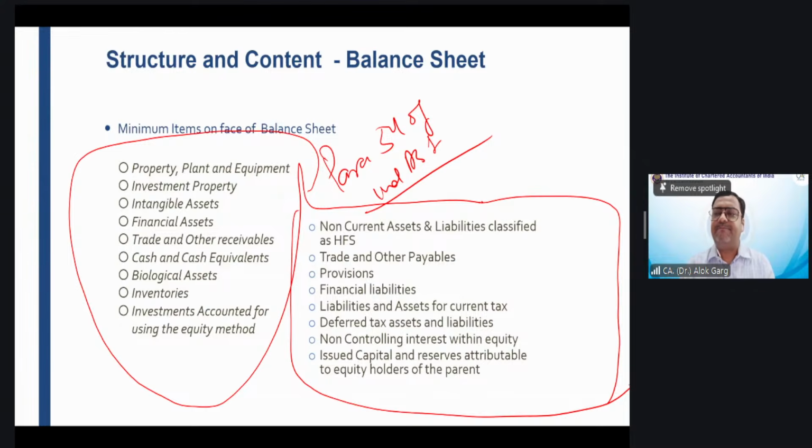Sir, if any item is not there in Schedule 3, for example, non-current assets and liabilities classified as held for sale. This item is not there in the balance sheet format of Schedule 3. But this item is there in para 54 of Ind AS 1. And the company has a line item which is non-current asset classified as held for sale. Sir, whether it is mandatorily required to present this non-current asset and liability classified as held for sale, or if it is not there in Schedule 3, we can skip that.